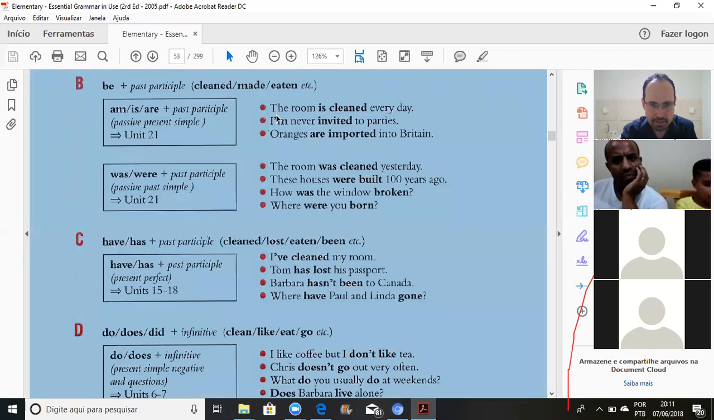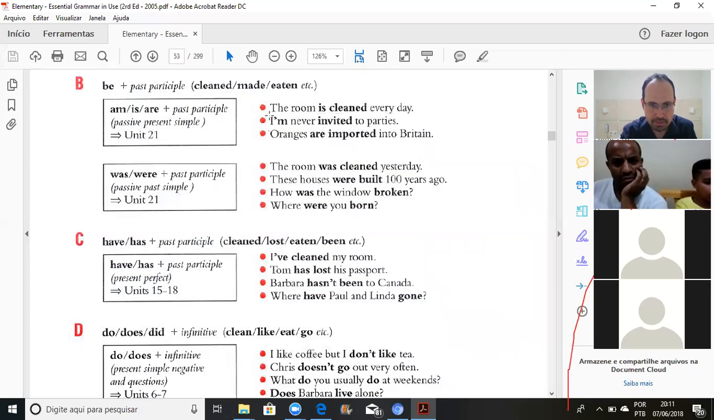Okay? For example, I am never invited to parties. I is the subject. Okay? I is the subject, and the subject is not doing any action. So we are talking about passive. That's it. I am never invited to parties. This sentence here is really close to Portuguese also, so I don't think it can be so difficult.